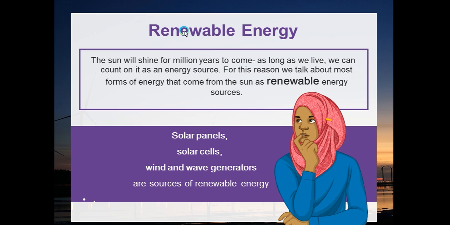So now let's go to renewable energy. What is renewable energy? The sun will shine for millions of years as long as we are alive, so we can count on it as an energy source. We've said earlier that our main source of energy is the sun. For this reason, we talk about most forms of energy that come from the sun as renewable sources. Renewable means something that can be replaced or replenished. So solar panels, solar cells, and wind and wave generators are sources of renewable energy.